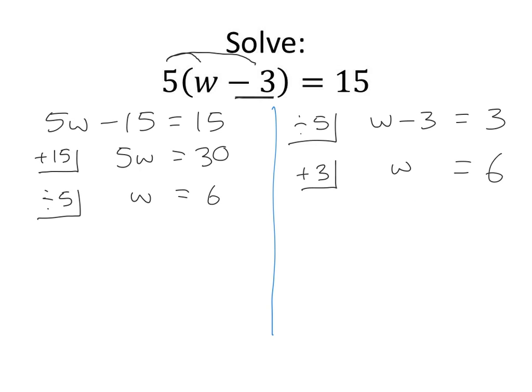Again, this method works well because 15 can be divided by 5 to give a whole number, but it may not work as well if 15 divided by 5 had resulted in a fraction.